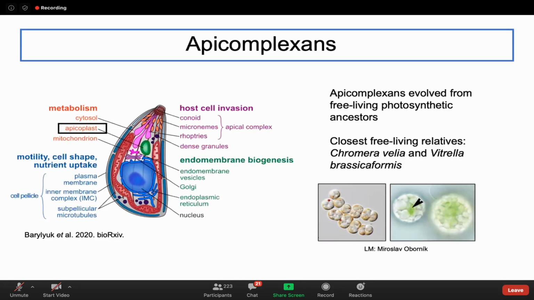And for a long time, it was really hard to make inferences of how this change took place, until about a decade ago with the discovery of Chromera velia and Vitrella brassicaformis, shown here in the light micrographs. They're the closest photosynthetic free-living relatives of the apicomplexans. And they really allowed us to make inferences about what genes were lost as parasitism evolved and what the photosynthetic ancestor of the apicomplexans might have looked like.